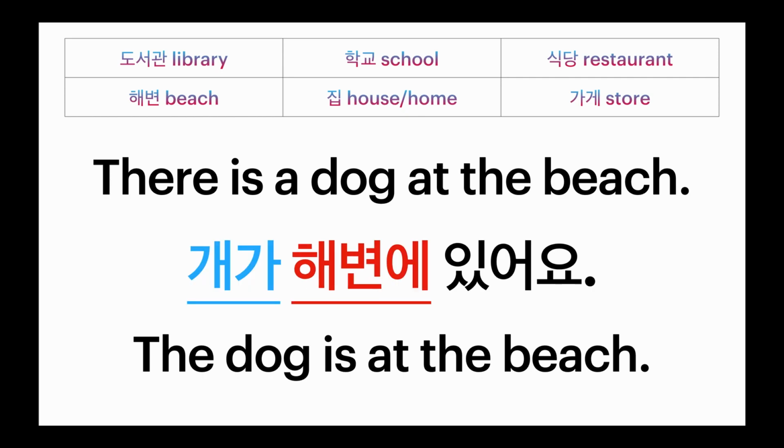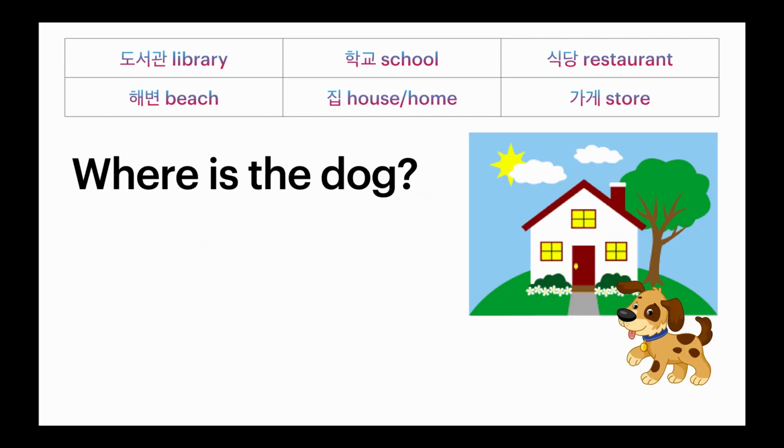And one final note is that if you wanted to specify the dog, then in Korean you would use the word 그 for that or 저, that over there. This is quite common, but we're going to keep it very simple today and not worry about that for now. Okay, let's play a game called Where is the Dog? Based on this picture here, I want you to say, the dog is at home.